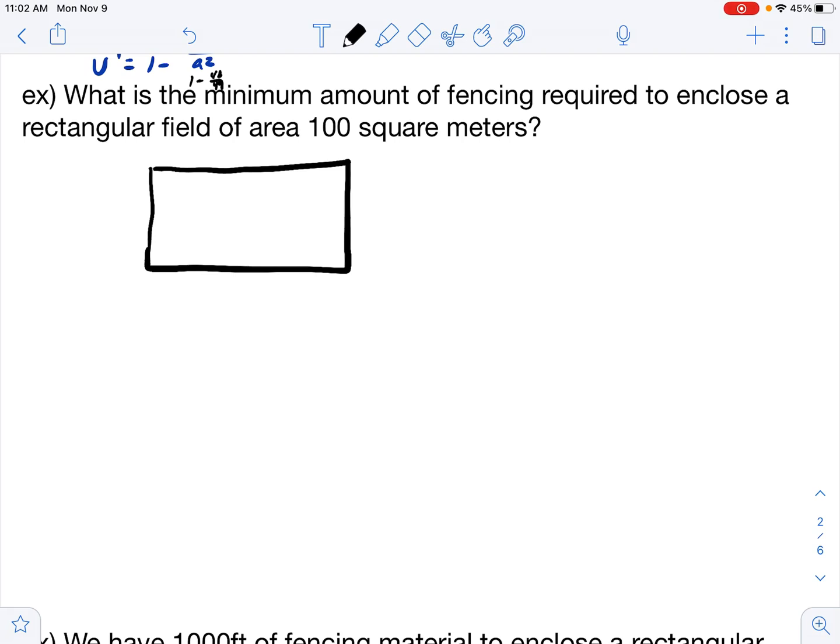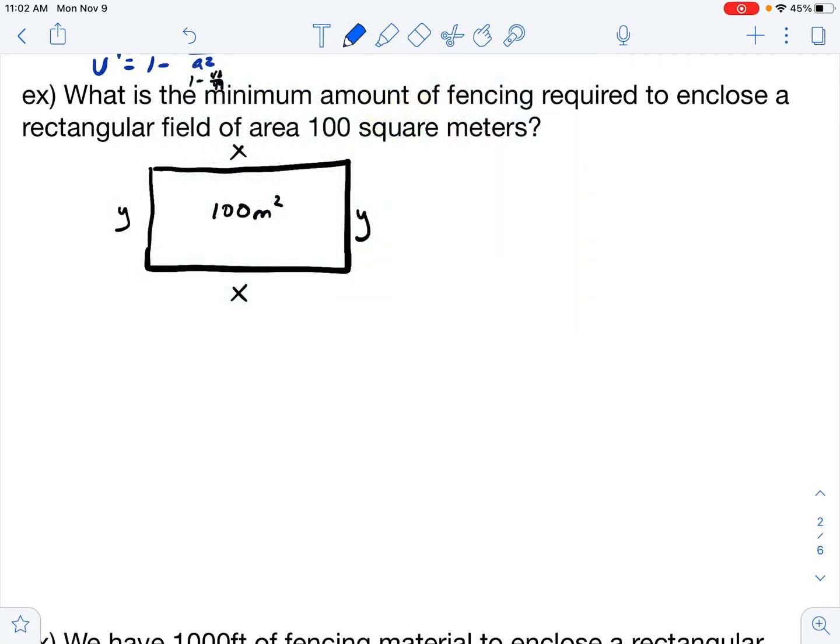Before we can really come up with constraint equations or any equations, we need some variables here, okay? It's a rectangle. You can call it whatever you want, but I'm going to call this x. I'm going to call that y, okay? And what do we know? The opposite sides should be congruent here. We also know that we want this to have an area of 100 square meters.